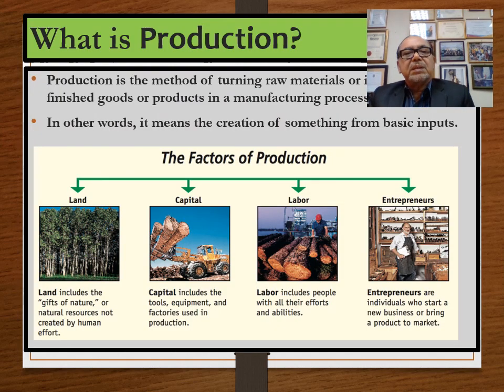Okay, the next slide is: what is production? Just now we talked about business. Production is the method of turning raw material or inputs into finished goods or product in manufacturing. Now we separate topic. We're talking about production. Just now we were talking about how to do business. Now we're talking about production, also another business, but a different kind of business. In other words, it means the creation of something from basic inputs.